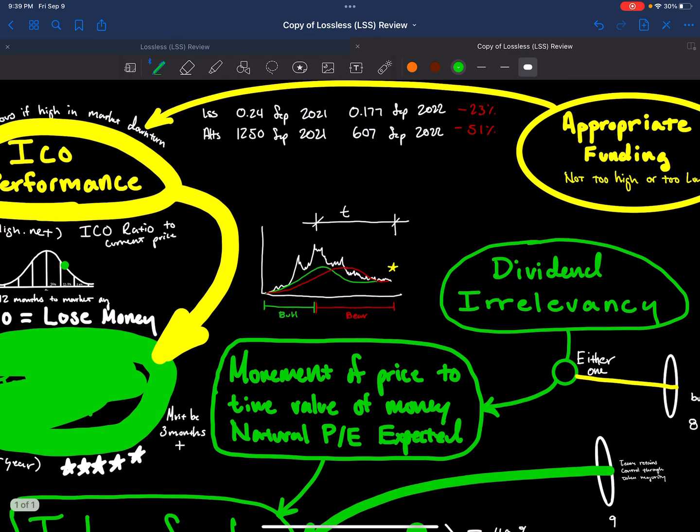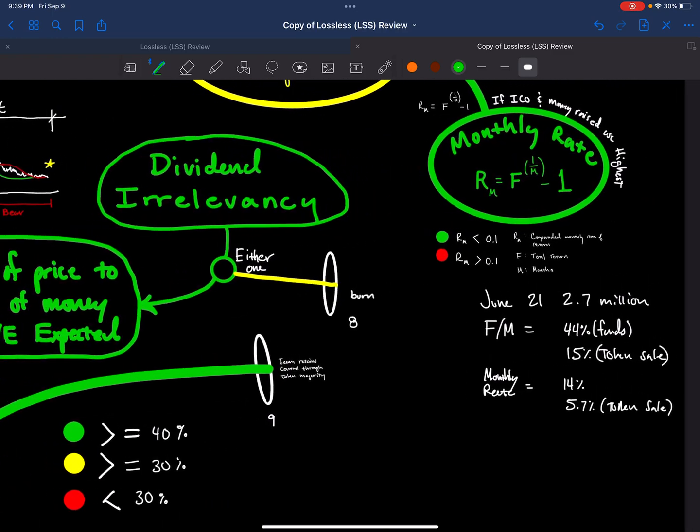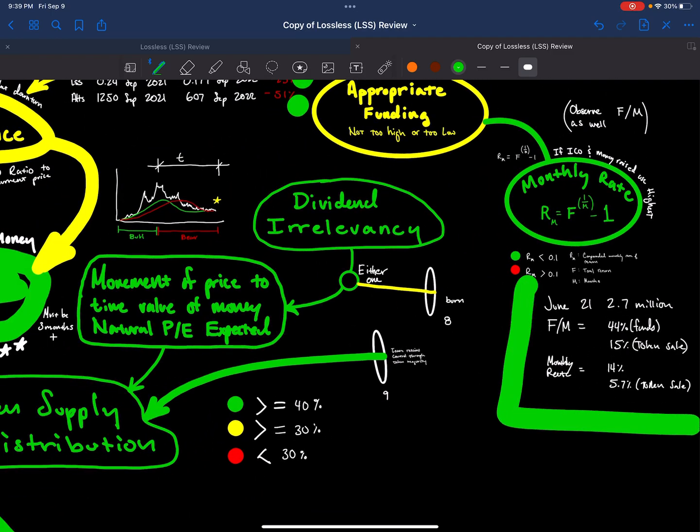How have they performed? They're down 23% over the past year versus the average crypto, which is down 50% over the past year. So it's outperformed the average crypto, which is good. Nothing too scary with their ICO performance.